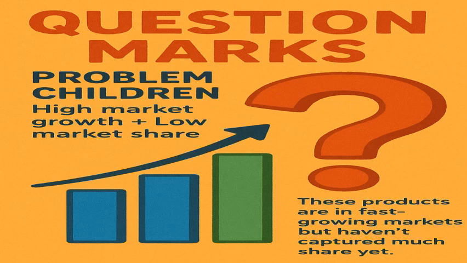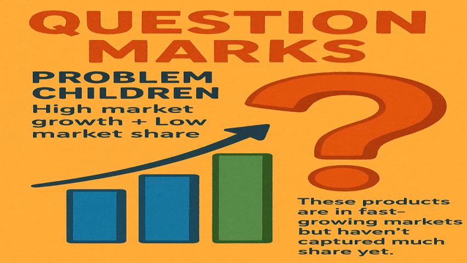So, third is question mark. Question mark is also called the problem children. In question mark products, there is high market growth but low market share. It is the opposite of cash cows. In cash cows there is low market growth and high market share, but question mark is the opposite of cash cows. In question mark, high market growth and low market share.